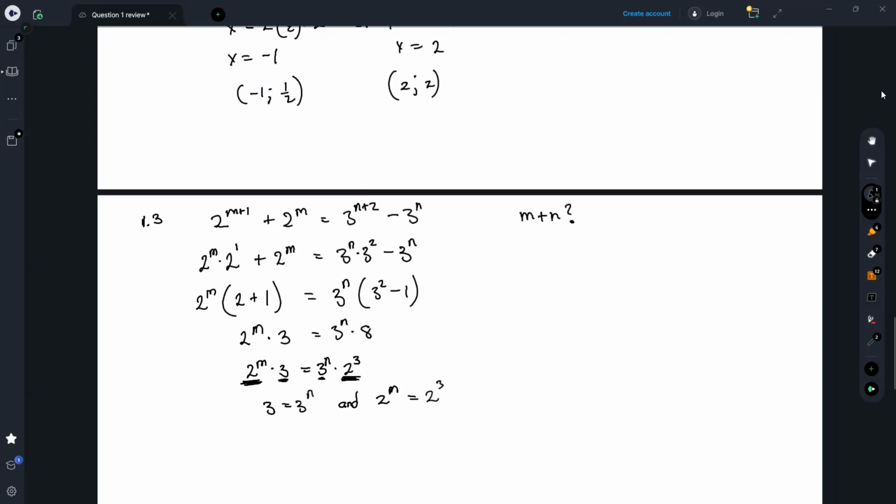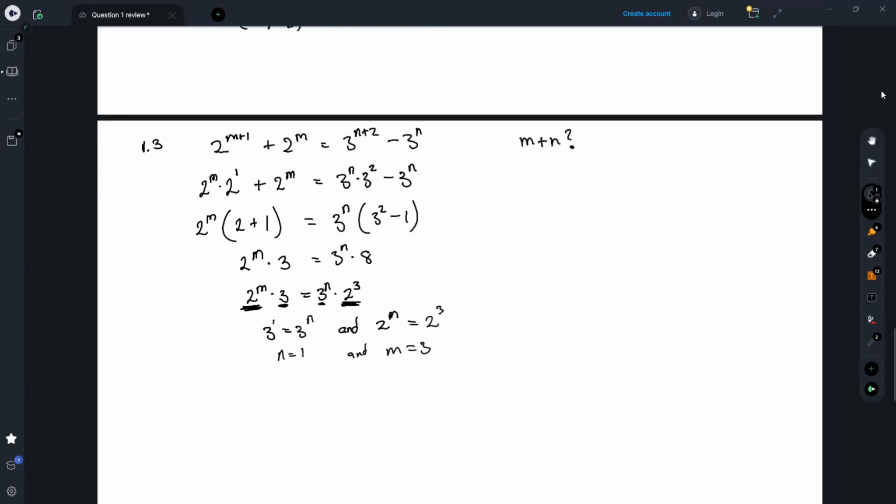So this means that since the bases are the same, therefore the exponents are the same. So it means that n is equal to 1, and m is equal to 3 in this case. And remember that they wanted the value of m plus n, which is what? 3 plus 1, which is 4, like that. And that's how you defeat question 1. Well, question 1 wants you to keep on practicing. If we can have question 1 nailed down, then we are sure to win the entire paper.